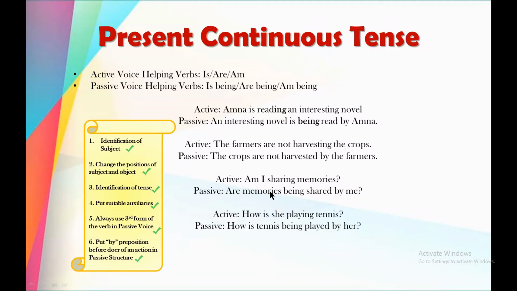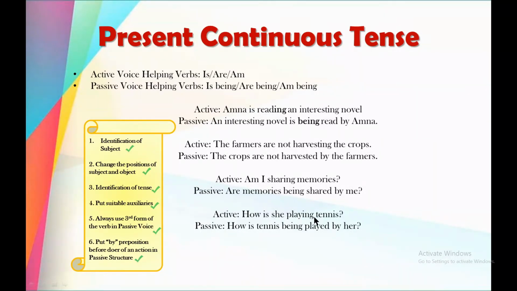Am I sharing memories? So our memories being shared by me. What you need to do is, with am, with is, with are, we use the ing form, but in passive structure we have to use the third form of the verb with are, and because of the being we have used shared, the third form of the verb. So this is our subject and this is our object. So the object takes the position of subject. Our memories are being shared by me. Hope it is clear to you.